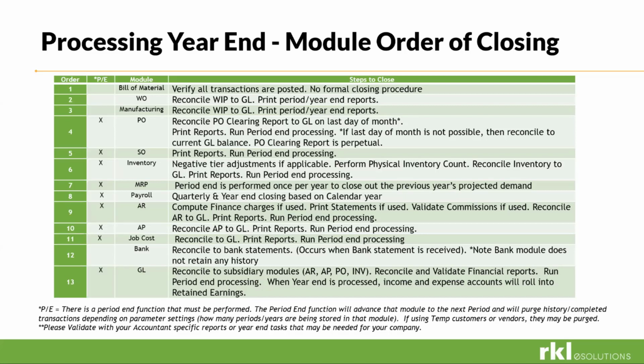So for each module, there is a period end function that must be performed, and it automatically advances that module to the next period, purges any history or completed transactions depending on the module option settings that you have defined. And then if you are using temporary customers or temporary vendors, which is a feature in accounts payable or receivable, then they will be purged also if their balances are zero. That is another function of end of year.